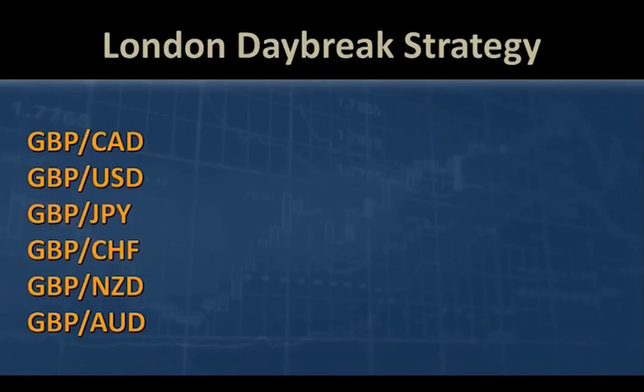But let's get started. If you're not taking notes, this is probably where you're going to want to start taking some notes, because we are going to start talking about the London daybreak trading strategy. The London daybreak trading strategy utilizes these 6 currency pairs. It utilizes the Great British Pound Canadian dollar, the Great British Pound US dollar, the Great British Pound Japanese yen, the Great British Pound Swiss franc, the Great British Pound New Zealand dollar, the Kiwi, and the Great British Pound Australian dollar, the Aussie.